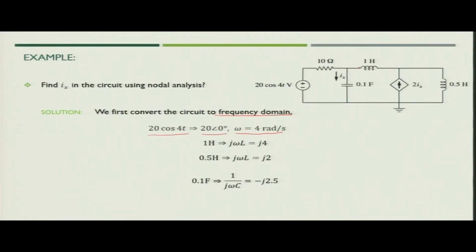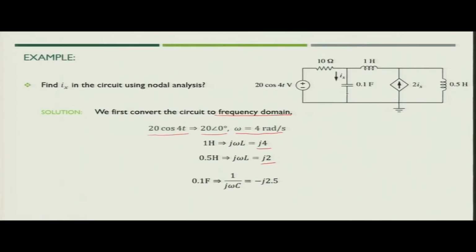So, what will happen? The 1 Henry inductor which we see in the figure will be converted into the frequency domain. So, it means that the inductor will be converted as j omega L. So, if you put the values of omega and L, you will get the value of inductor as j 4. Similarly, in case of 0.5 Henry inductor, you will get the value as j 2.